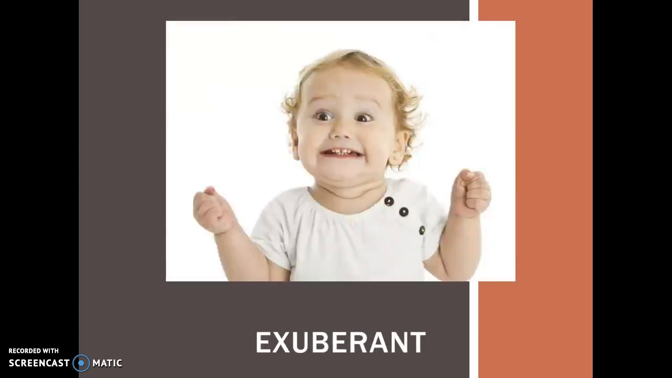Our next word is exuberant. Little girl's really excited about something. It's an adjective. Second syllable has the accented mark. It means high-spirited or enthusiastic or excessive, sort of like over the top. Synonym is lively. Antonym is restrained.